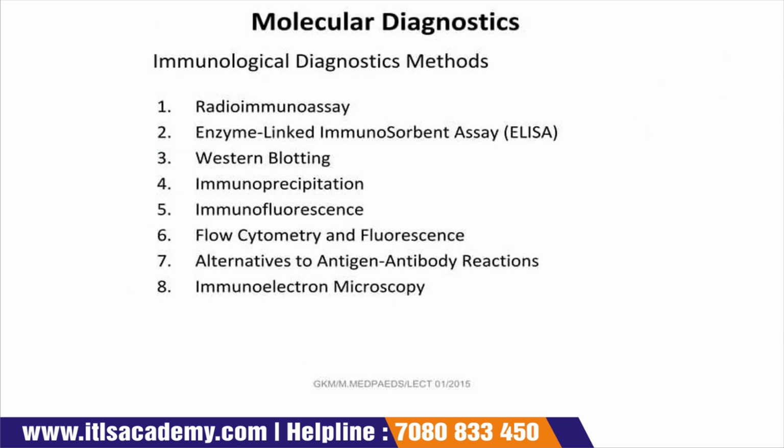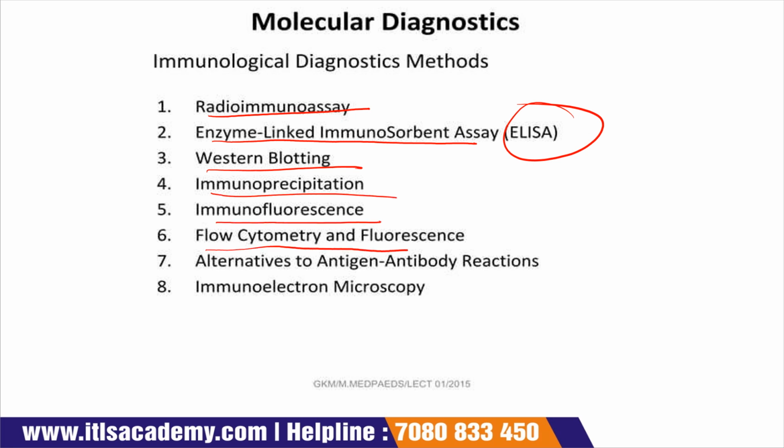Now come to the next slide, molecular diagnostic methods. These molecular diagnostic methods, or immunological diagnostic methods, are divided into 8 categories. The first one is radioimmunoassay, then enzyme linked immunosorbent assay, called ELISA, Western blotting, immunoprecipitation, immunofluorescence, flow cytometry and fluorescence, alternatives to antigen and antibody reactions, and immunoelectron microscopy.